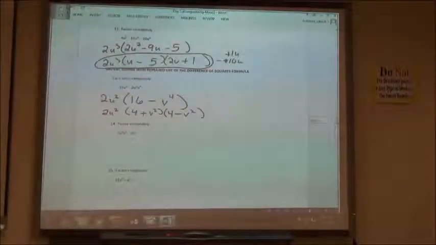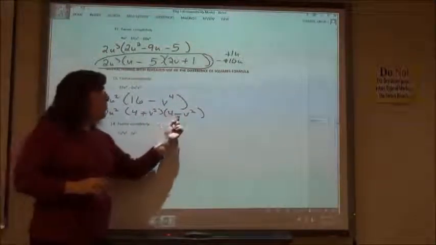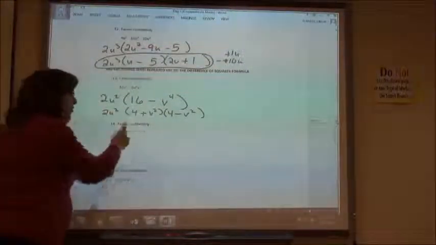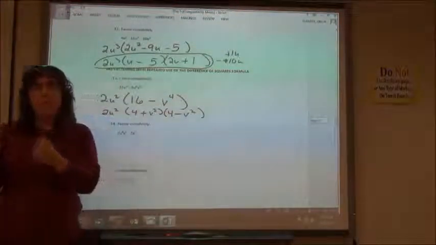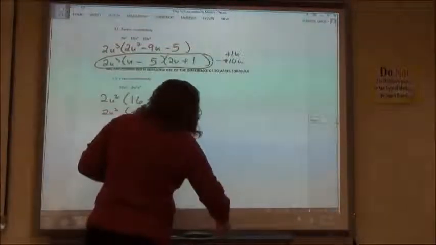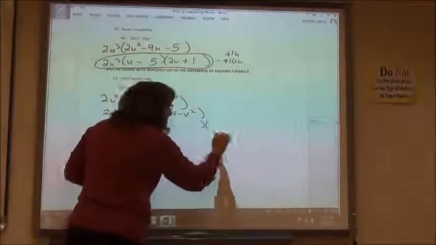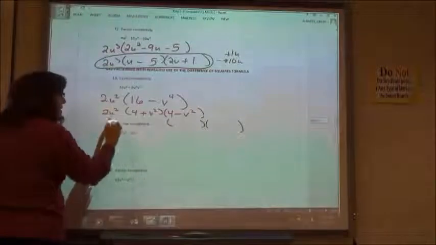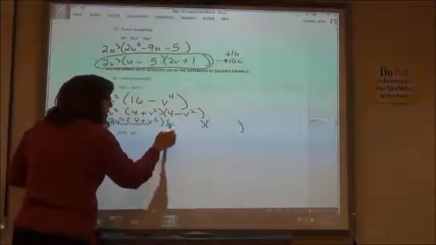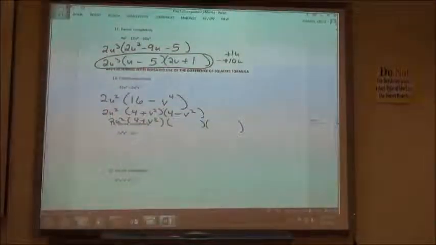Now, notice it said we're going to do the repeated use of the difference of squares formula. We're not done yet, because we're going to factor the one with the minus sign a second time. I can't factor the one with the plus sign because if I had both pluses, I have to have a middle term. But I can factor the one with the minus sign. So I'm going to do it a second time. I'm going to factor this one. So these are going to stay the same: 2u squared, 4 plus v squared, and then I'm going to factor what's left in that last set of parentheses.